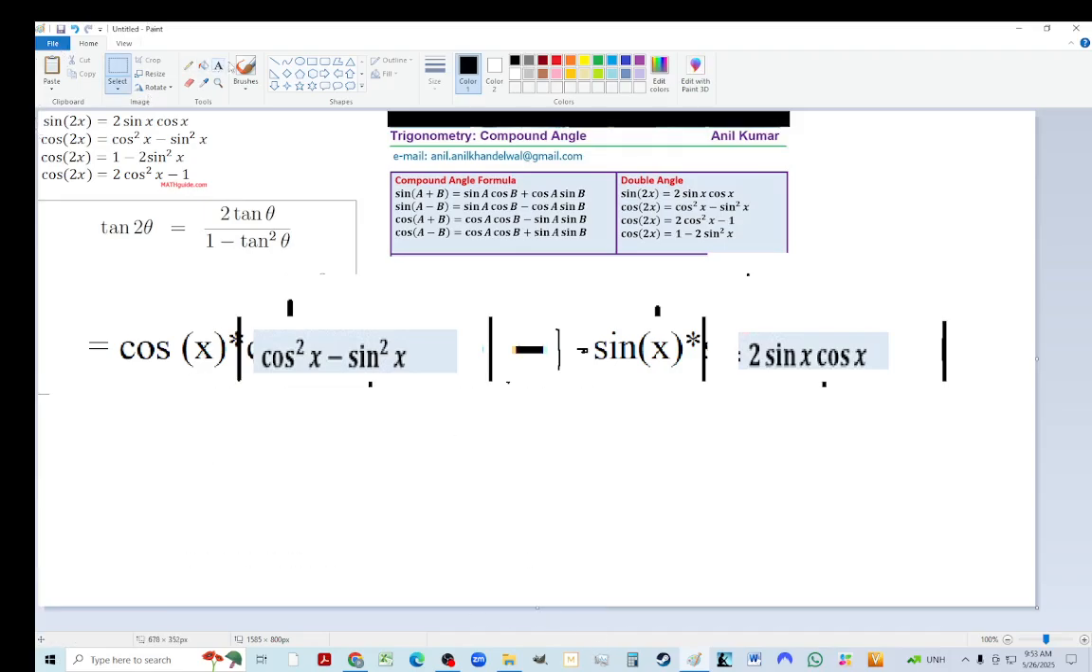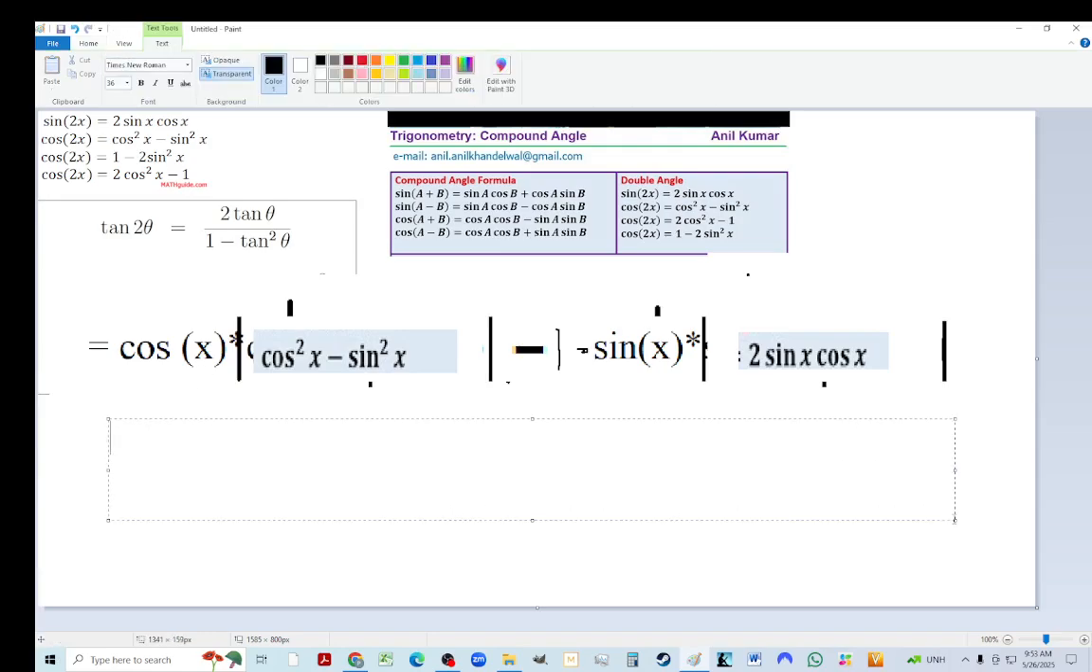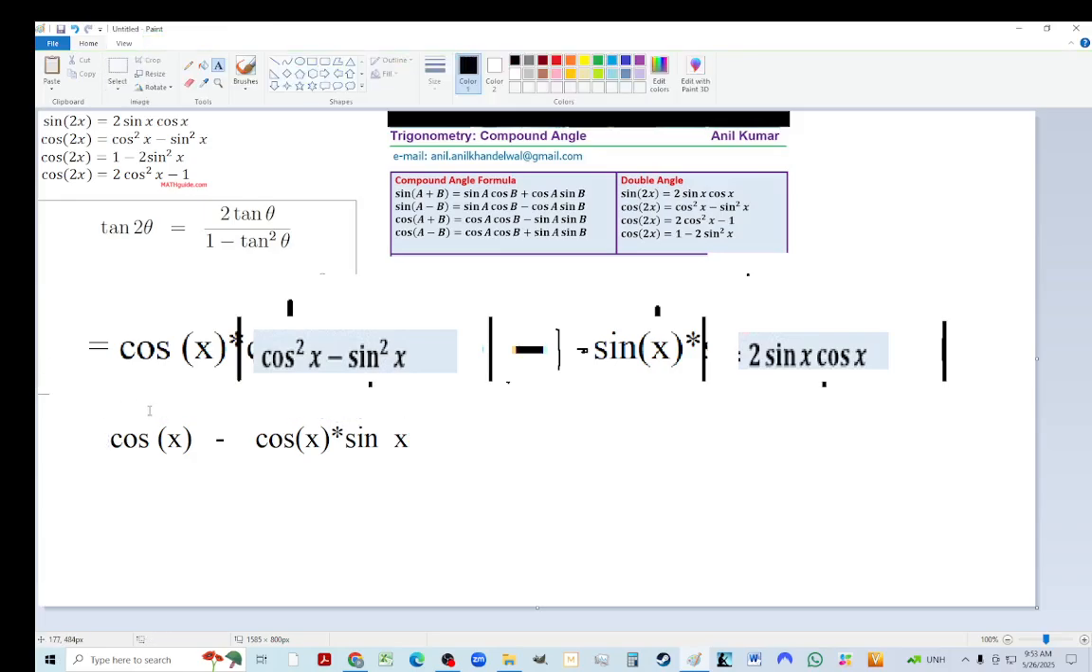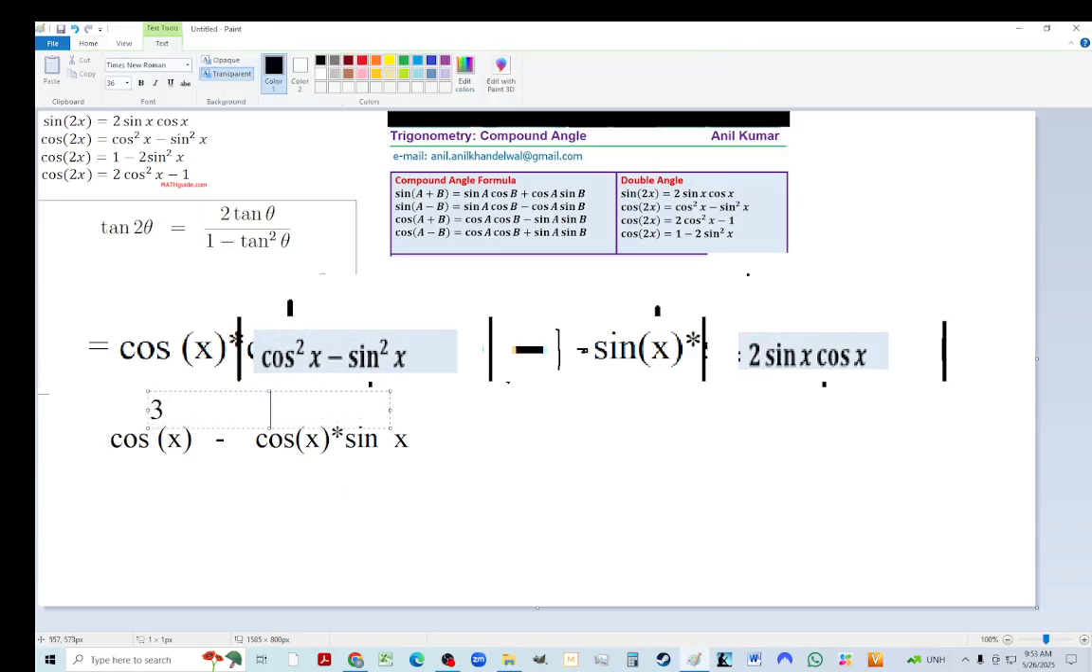So before I do that, though, I'm going to distribute it. Here I have cos x times cos squared x, which is cos cubed x, minus cos x times sine squared x. So this one becomes a cubed, and this one over here stays a square.